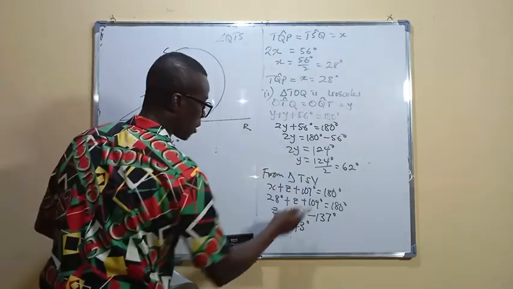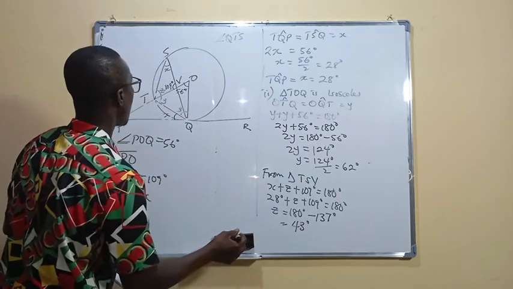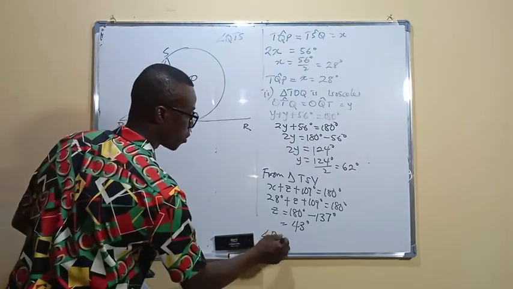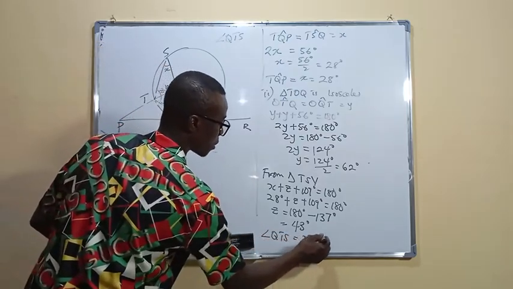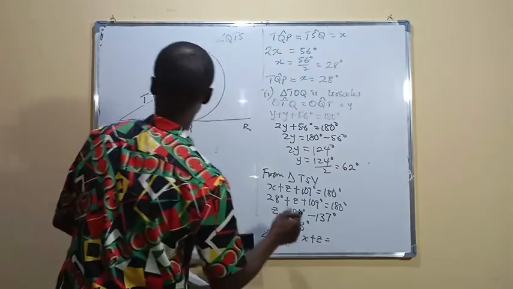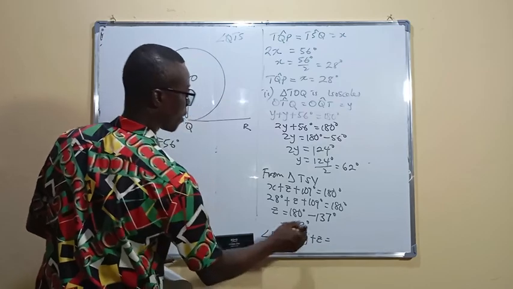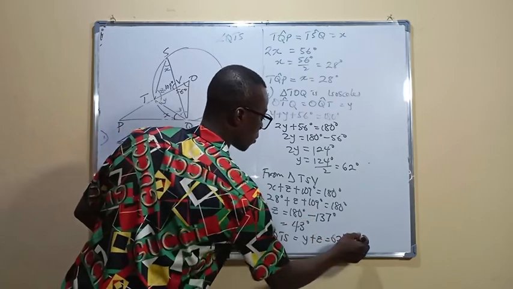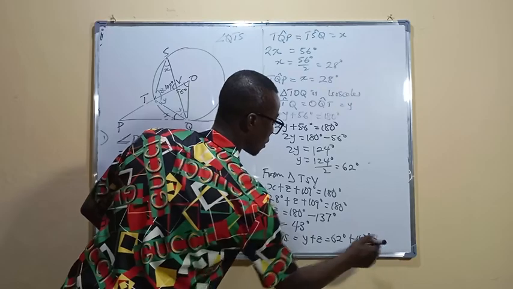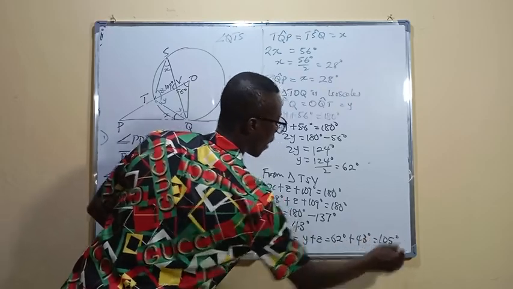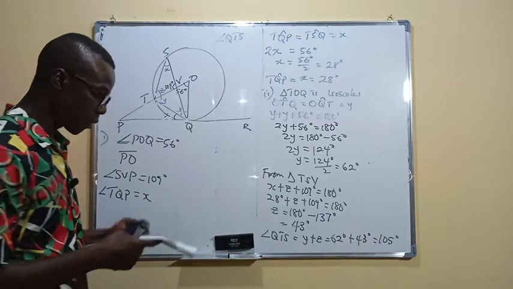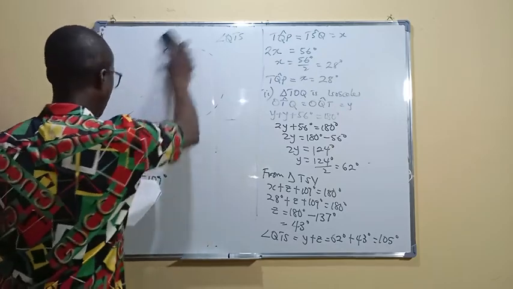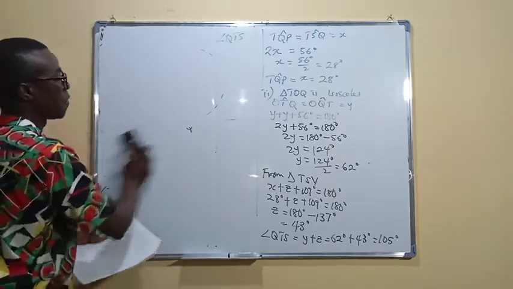to be 62 degrees. So I'm going to say STQ, which is what I'm looking for, or QTS, which is x plus z. Sorry, not x, that is y plus z. So y, which is 62 degrees, plus z, which is 43 degrees, that gives 105 degrees. So that's it. That ends the solution for that. And then finally, that is question 12b.